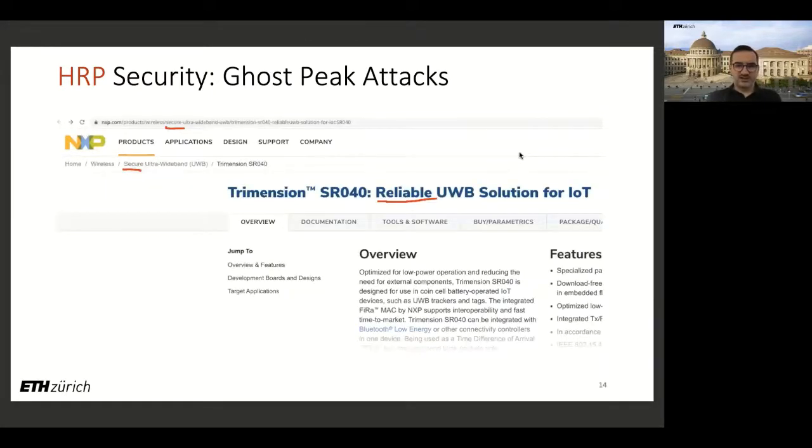And as a result, NXP decided to change some of the wording on their site. We're still not really clear what they mean by this. They changed one of their chips from secure to reliable. I don't understand their terminology. They changed this to reliable here, but then somehow it's still under secure ultra-wideband, even if it's clear from our experiments that this is not secure.